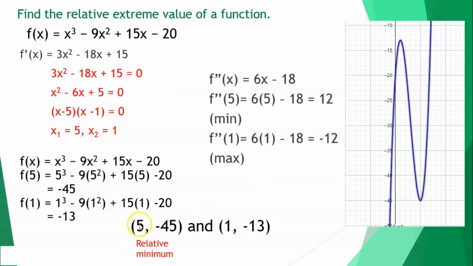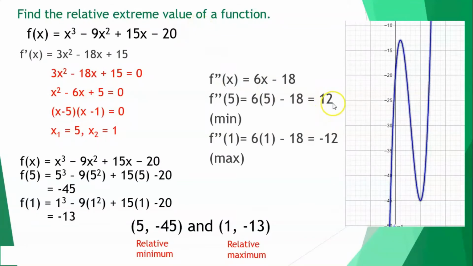So (5, negative 45) is the relative minimum. This will be the point, opening upward, so relative minimum. At (1, negative 13), it has a relative maximum because it opens downward. So take note of that. This is the relative extreme value.